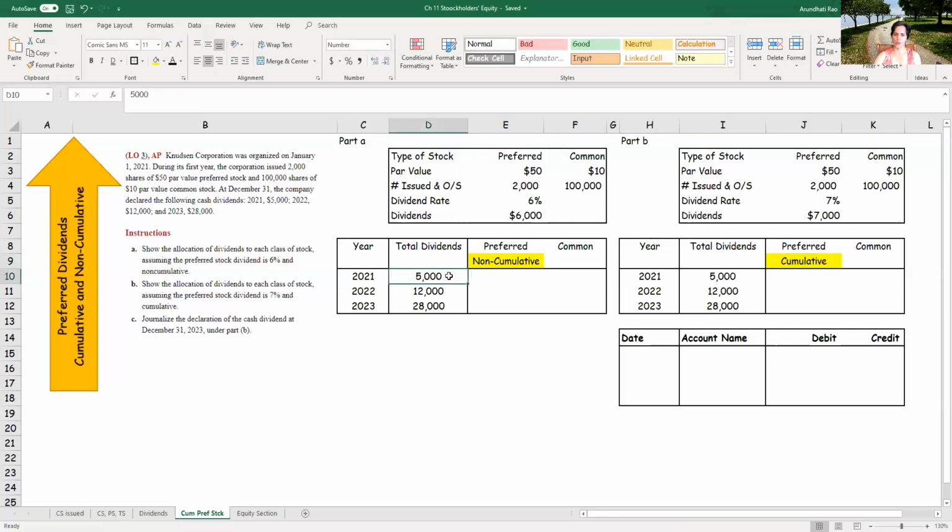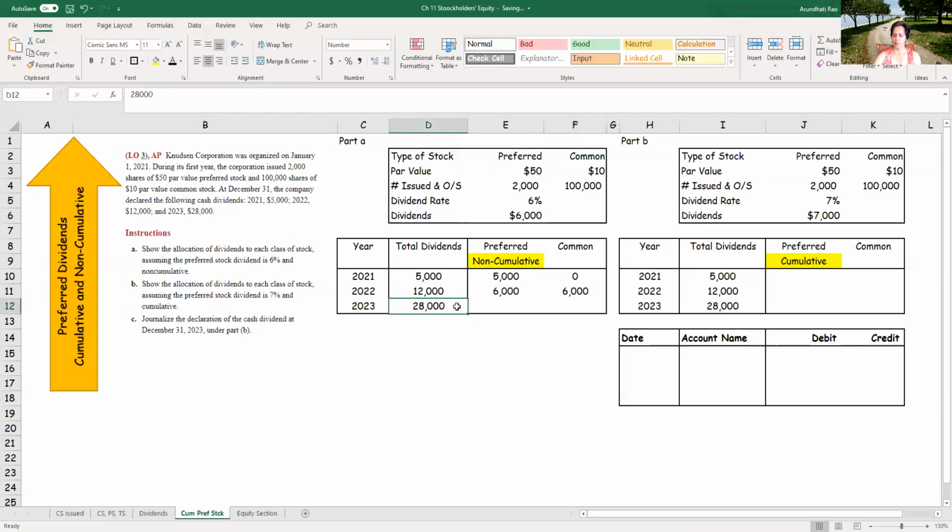In the first year, a total of 5,000 was paid out as dividends. The entire 5,000 is going to go to the preferred stockholders. What do the common stockholders get? Nothing. The second year, how much will they get? Preferred stockholders get a maximum of 6,000. The remaining 6,000 will go to the common stockholders.